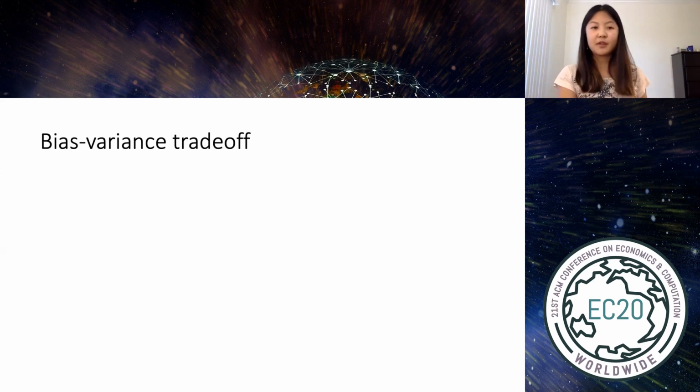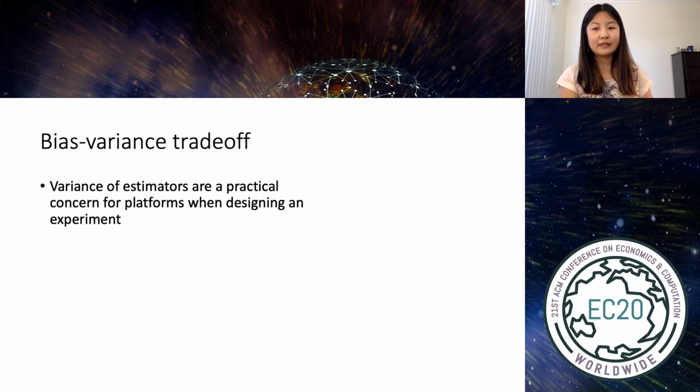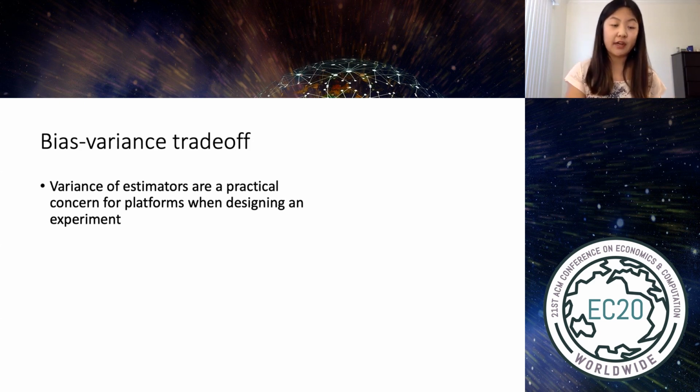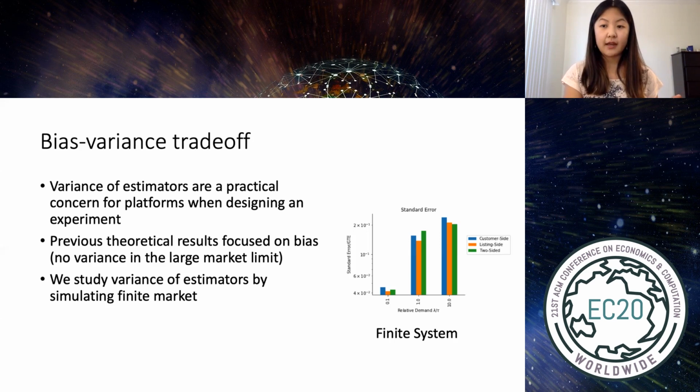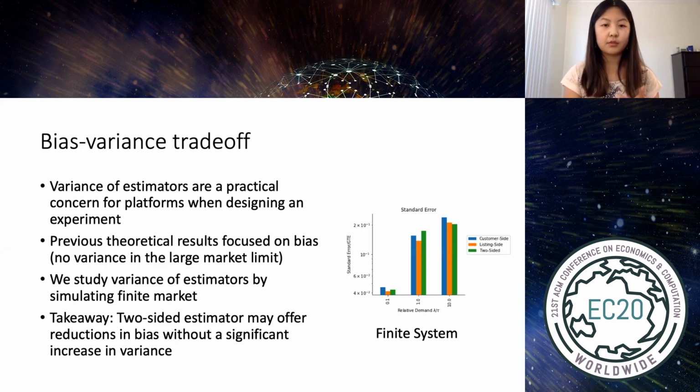Everything I've talked about right now has been focused on the bias, but for any platform actually implementing an experiment, of course, that's not the only thing they're going to consider. They're going to consider the bias-variance trade-off. For the sake of time, I'm going to breeze through most of this, but basically we find through simulations that this two-sided estimator has similar variance to the one-sided estimators that we've looked at. And so the takeaway here is that two-sided estimators seem to offer reductions in bias without a significant increase in variance.